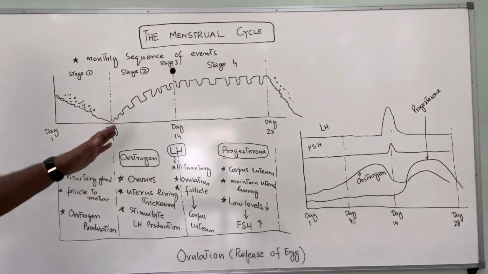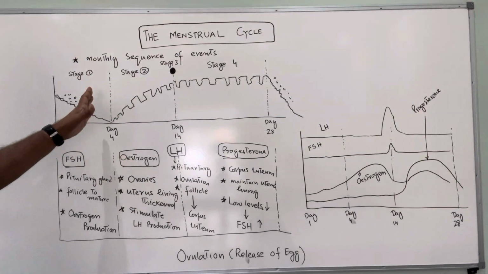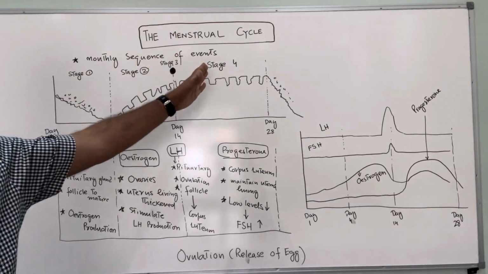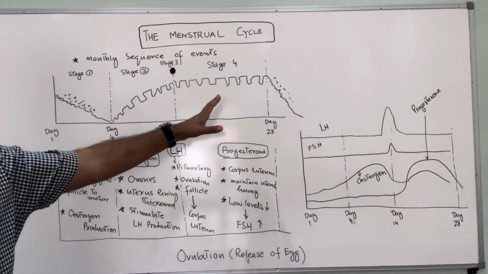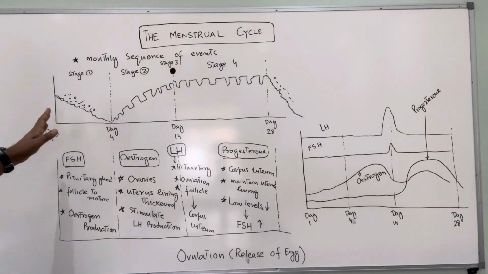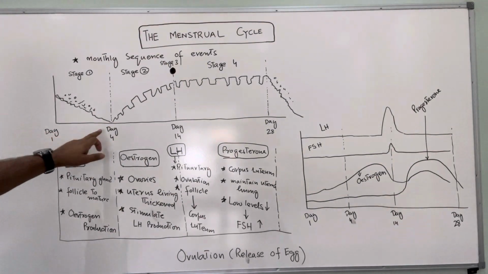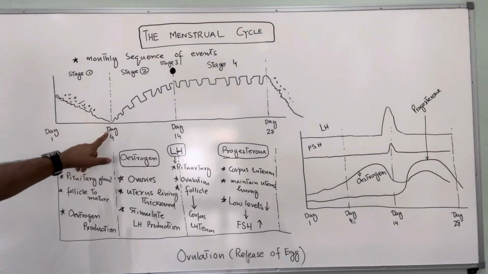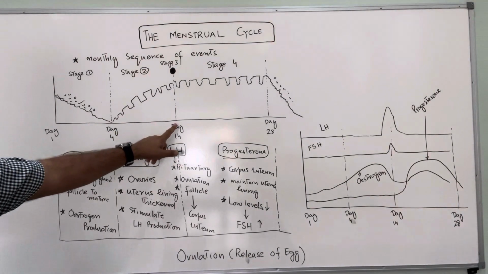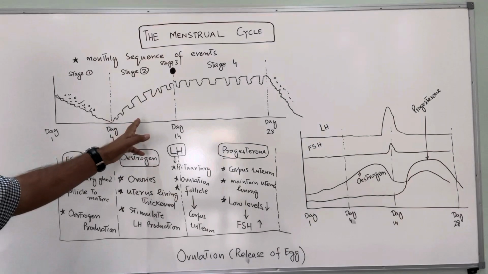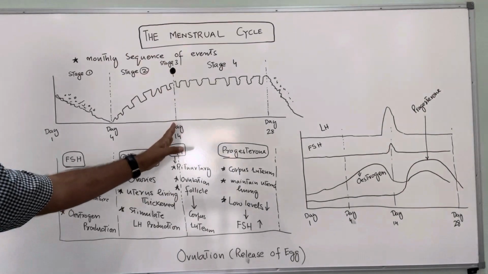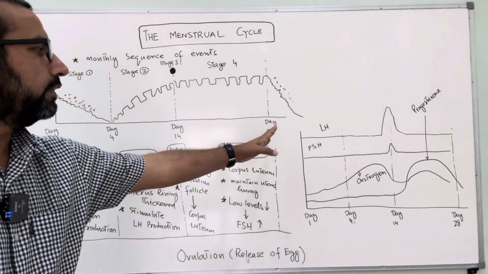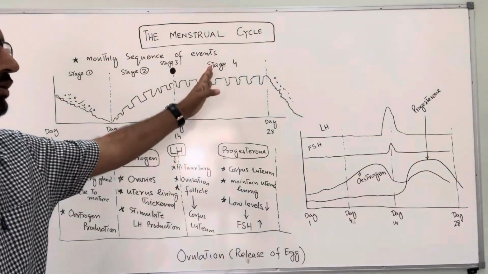So first of all, this is a cycle in females, a monthly sequence of events of 28 days. It can be divided into 4 stages. Stage 1 starts from day 1 to day 4, and then from day 4 to day 14 is stage 2. On day 14, that is stage 3, and from day 14 to day 28, for 14 days, that is called stage 4.